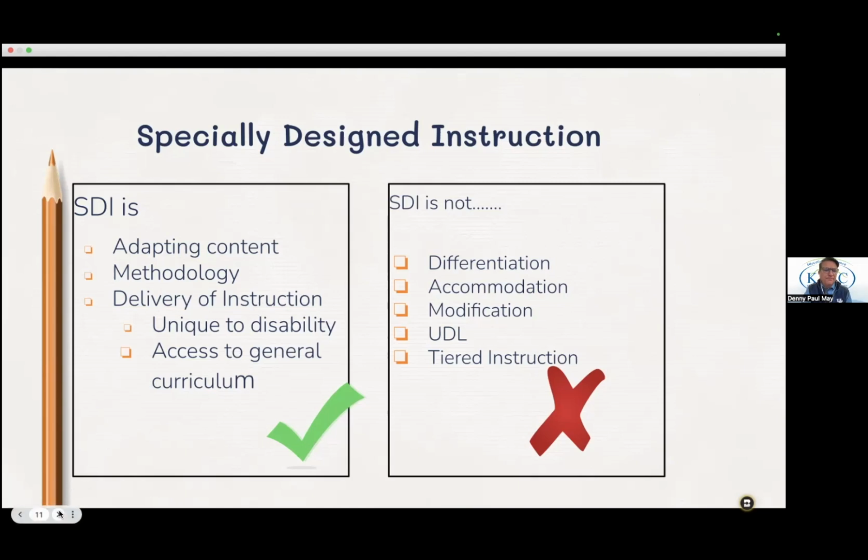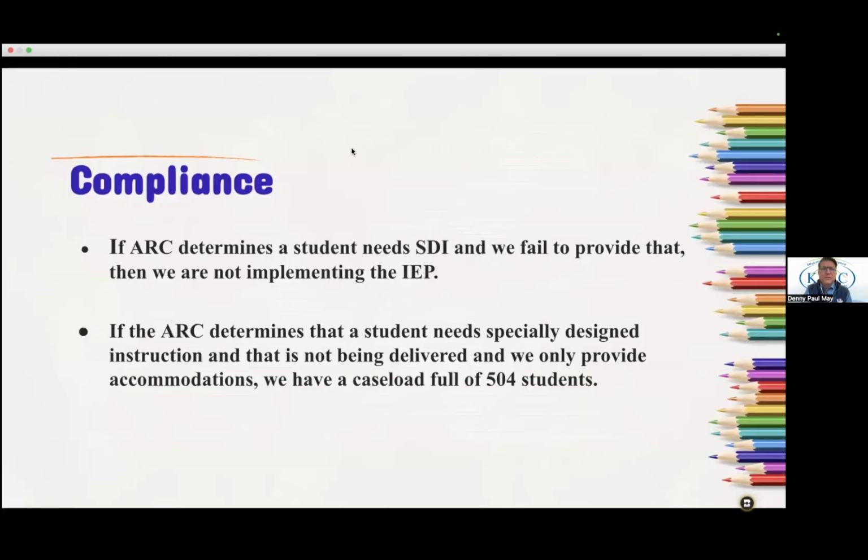But here's where I come in a little bit with the compliance side of things. If the ARC determines that a student needs SDI, they have an IEP and they need SDI, they need something more than what they're getting in core instruction. They need something more than what they're getting with Universal Design for Learning or differentiated strategies. And we fail to provide that, we're breaking the law. And we're not implementing the IEP.